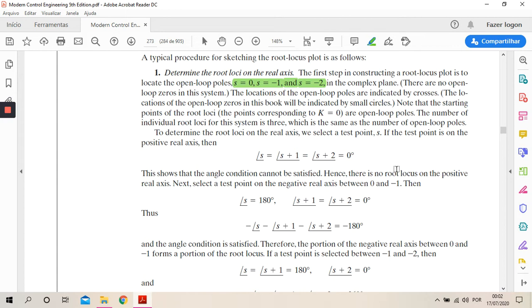The locations of the open loop zeros in this book will be indicated by small circles. So, in the plot, zeros are small circles.